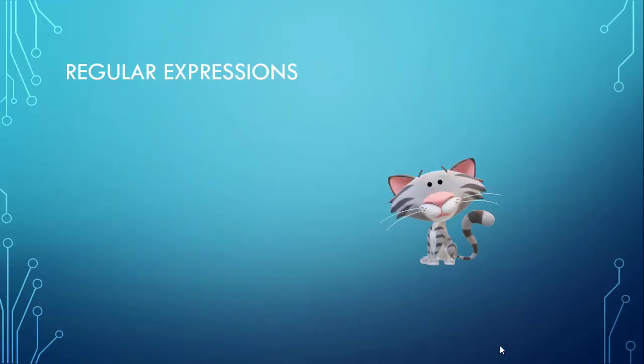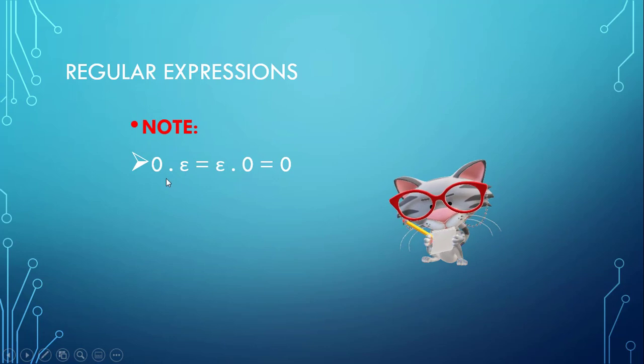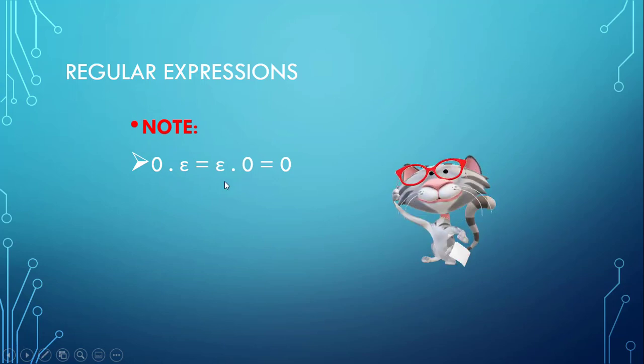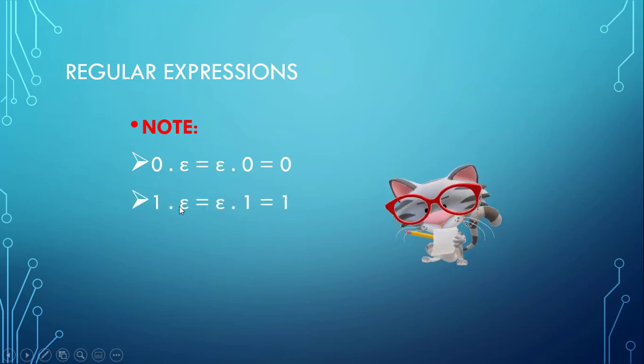Let us solve some questions. Before that we will see some notes that we need to remember. First one is 0.epsilon will be equal to epsilon dot 0 which will be equal to 0. So your epsilon will be acting like 1.